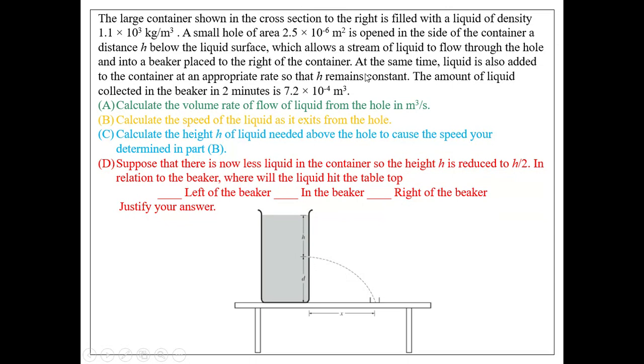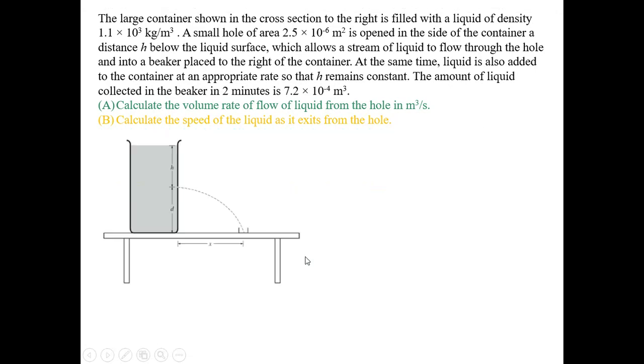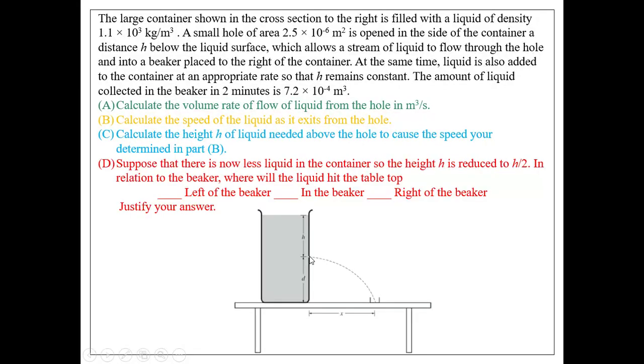And then it says at the same time, liquid is also added to the container at an appropriate rate so that H remains constant. So the height here stays constant. Essentially there's water coming out, and then there's water being poured in so that the water level surface stays constant. And it says the amount of liquid collected in the beaker in 2 minutes is 7.2 times 10 to the negative 4 meters cubed.